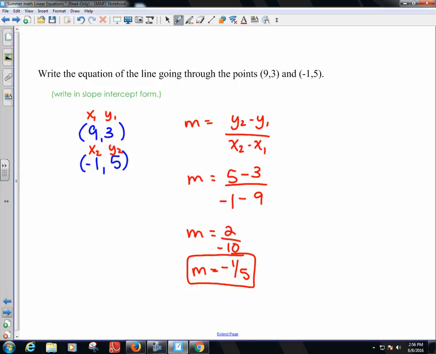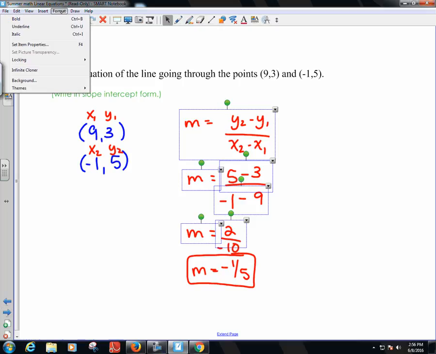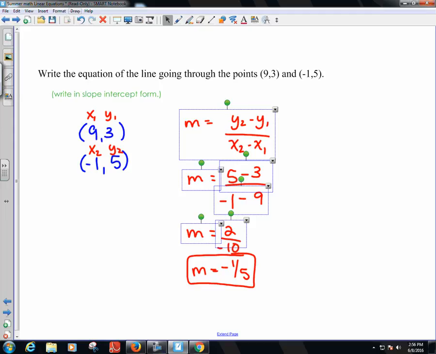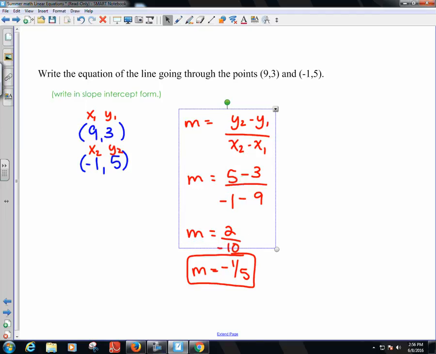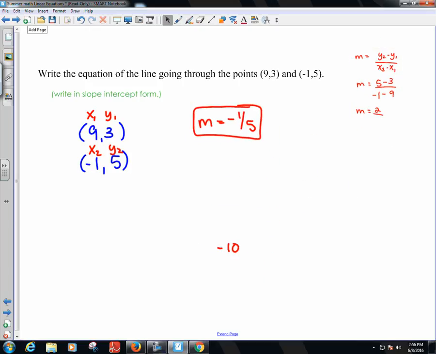Okay. I'm going to take all of this stuff and I'm just going to reduce it. I want you to have access to it, but I'm going to do this. We're going to hold on to this slope because that's the important thing. The next thing that we're going to do is plug that into my point slope form. Point slope form is y minus y1 equals m times x minus x1.